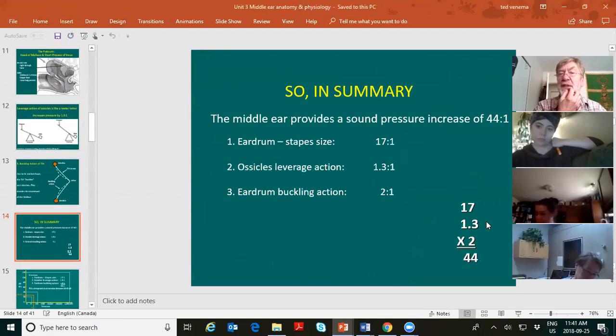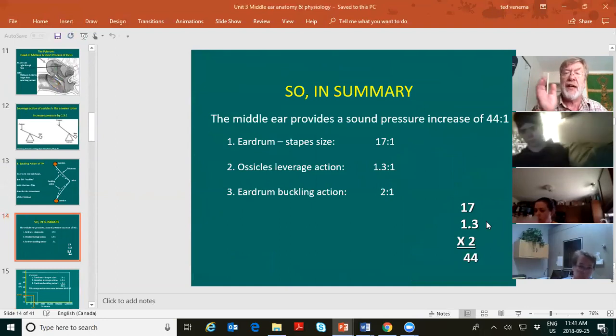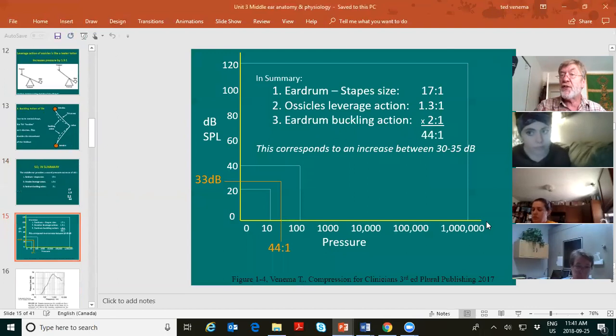So when you put these pieces together, you have a 17 to 1 pressure, a 1.3 to 1 pressure, a 2 to 1 pressure. Put them all together, you've got a 44 to 1 pressure increase. And from 110 acoustics, you learned earlier, a couple of weeks ago, that when you increase the pressure by a factor of 10, you go up 20 dB. Increase the pressure by a factor of 100, you go up 40 dB. And a 44 to 1 pressure increase is somewhere between 10 and 100.